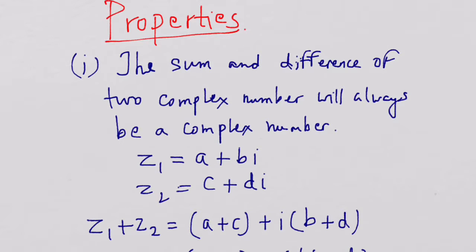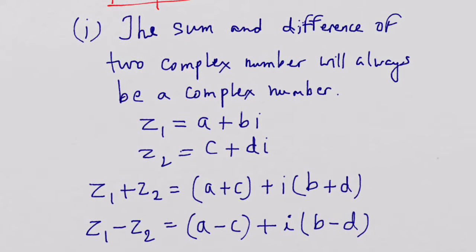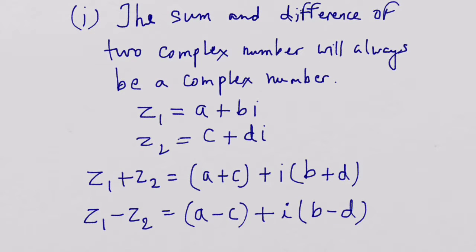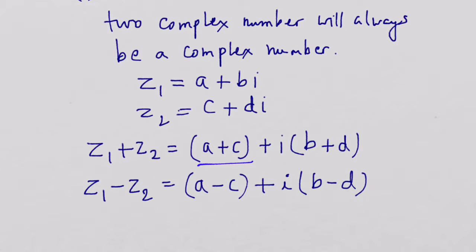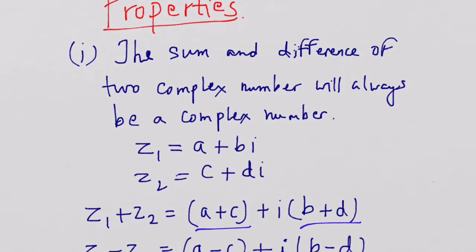Now the properties associated with the addition of complex numbers. The sum and difference of two complex numbers will always be a complex number. This is very simple to say because when we add two complex numbers, each has a real part and an imaginary part. The addition or subtraction of these two complex numbers will also have real parts and imaginary parts. So in this way we can say when we find the sum and difference of two complex numbers, it will give a complex number only.